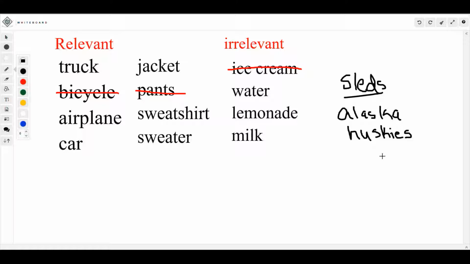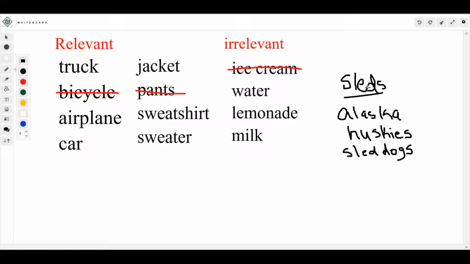What else? Oh, probably sled dogs. And there's a few more. You could do Canada or Iditarod. I don't know if you're familiar with what the Iditarod is, but anyway, these are some things that you could look up that would give you relevant information about sleds.